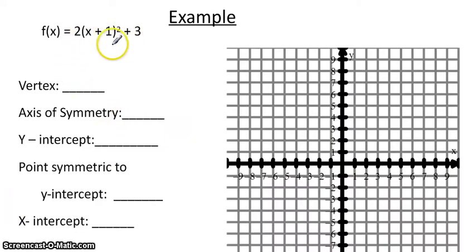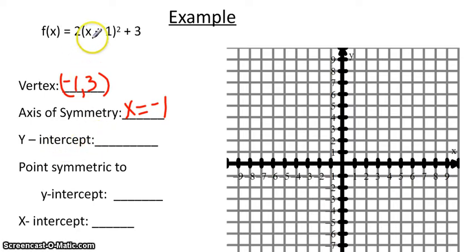First, we want to find the vertex. And remember, if we talk about inside grouping symbols and transformation, this is actually a movement to the left. So my vertex is (-1, 3). The axis of symmetry is a vertical line that contains the vertex, so it's going to be our x-coordinate. So the axis of symmetry is x = -1.